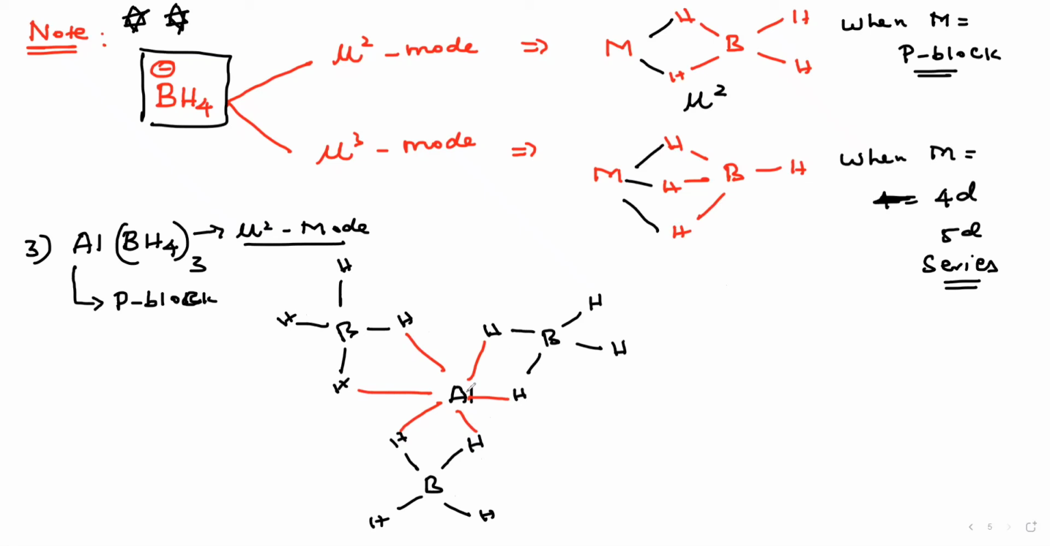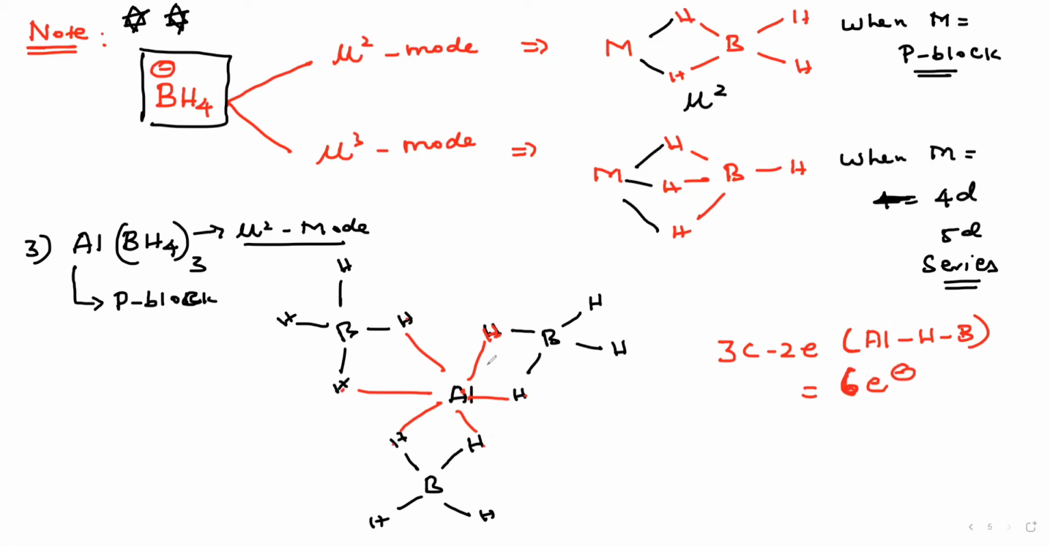Al(BH4)3. Now see, aluminium, hydrogen, boron, 3 center, right? Aluminium, hydrogen, boron. Therefore, this is a 3 center 2 electron bond. But which type? This aluminium, hydrogen, boron. Okay. How many 3 center 2 electron bonds? 1, 2, 3, 4, 5, 6. Therefore, 6 3 center 2 electron bonds.